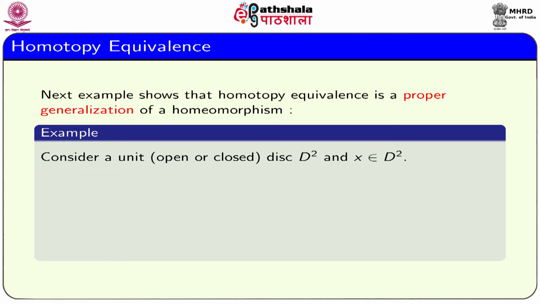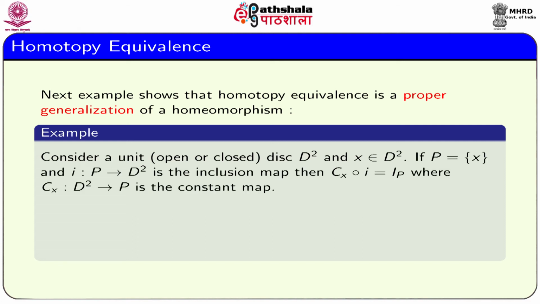Consider a unit disk D2 and take any point x from D2. Let us take the point space P consisting of the single point x and consider the inclusion map I from P to D2. Now, if we take the constant function Cx, then Cx composed I is exactly equal to the identity function on P.